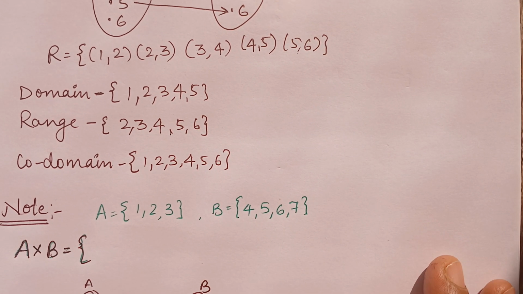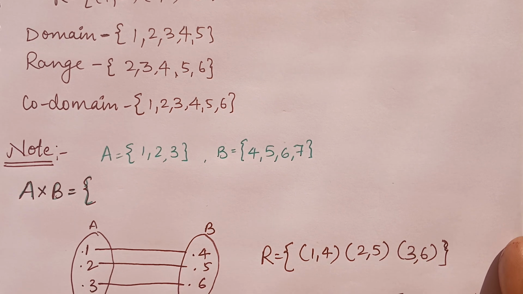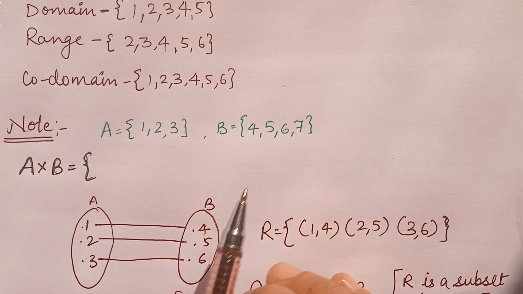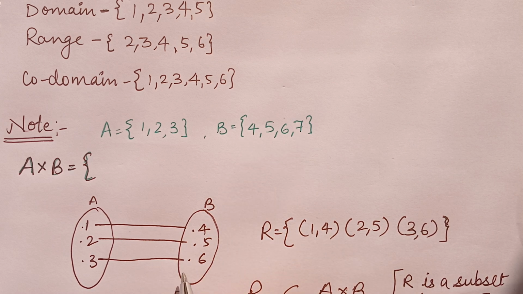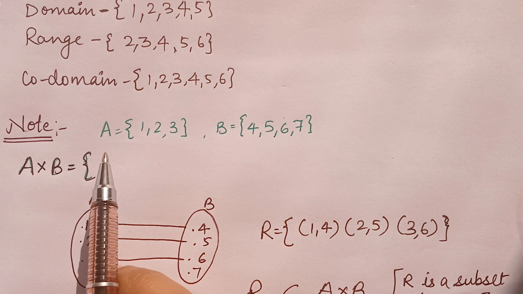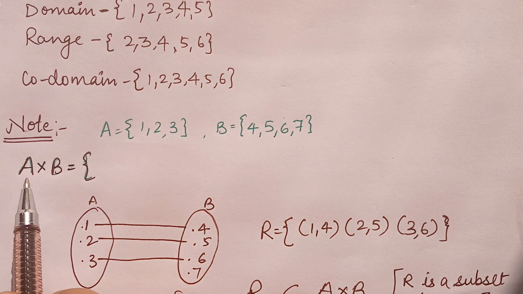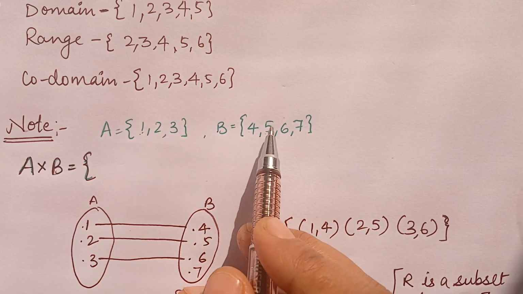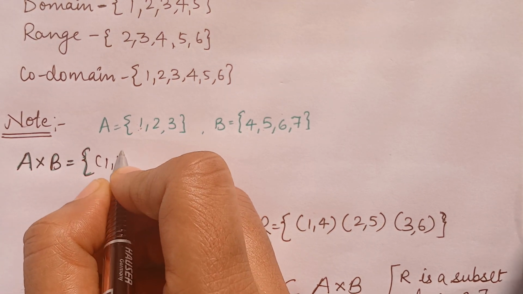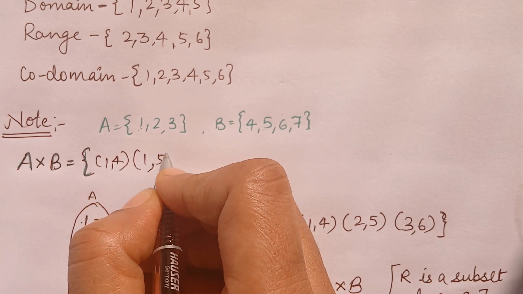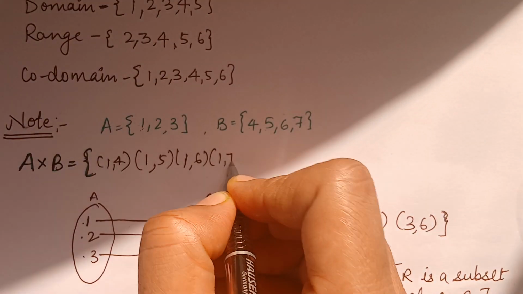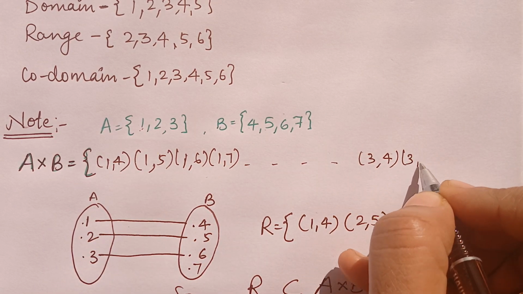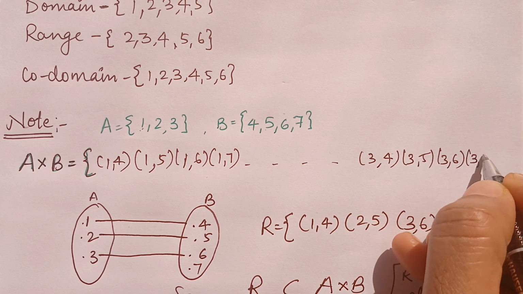So let us learn one important thing about relation. What is that? If A is this and B is 4, 5, 6, 7, right? Set B is 4, 5, 6, 7. Now what is the Cartesian product? A cross B will be 1 comma 4, 1 comma 5, 1 comma 6, 1 comma 7. Likewise I will be writing it with 2 as well as with 3: 3 comma 4, 3 comma 5, 3 comma 6 and 3 comma 7.